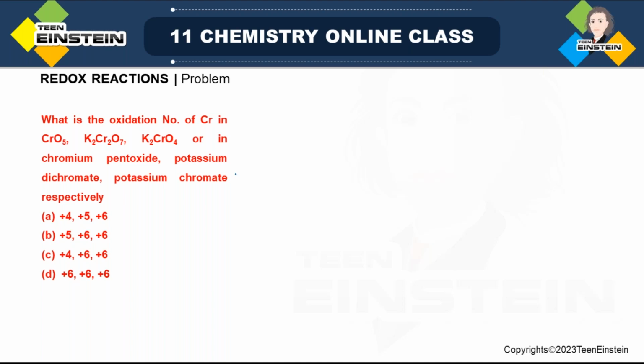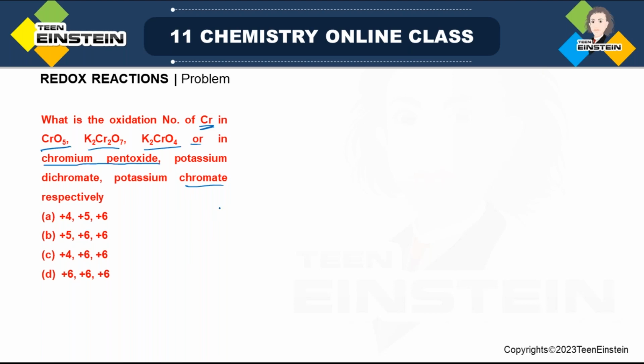Next question, what is the oxidation number of chromium? There are total 3 compounds given. The first compound, 2 elements present, chromium and oxygen. In the second compound, potassium, chromium, oxygen. Third compound, again the same 3 elements. What is the oxidation number of chromium in these 3 or in chromium pentoxide? So after all, the names are basically given. This is the name of the first compound. Second compound is potassium dichromate. The third compound is potassium chromate.